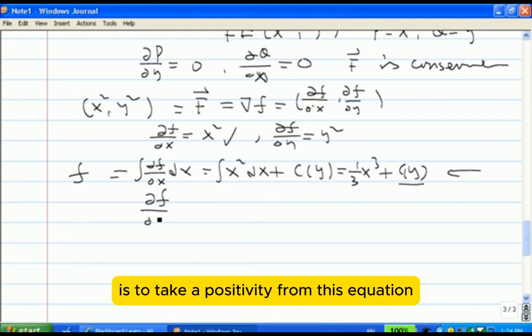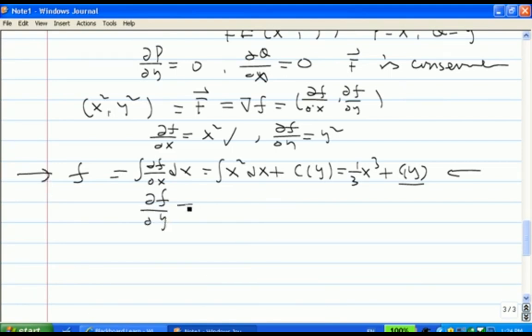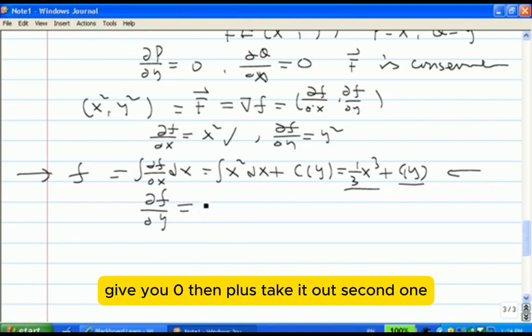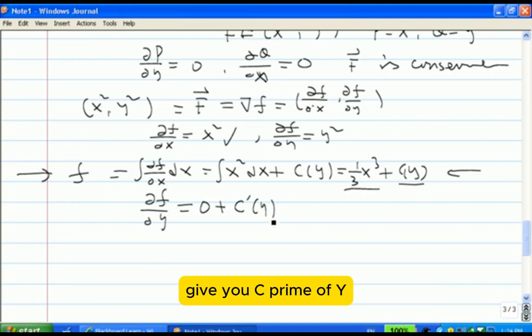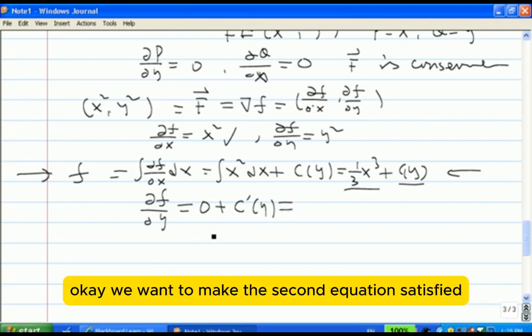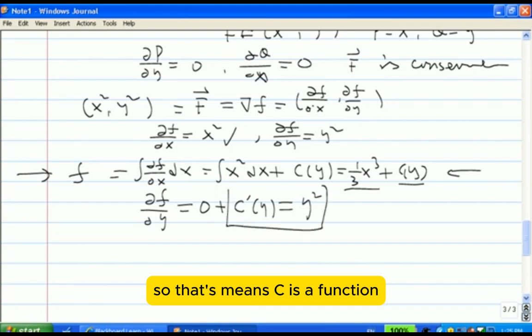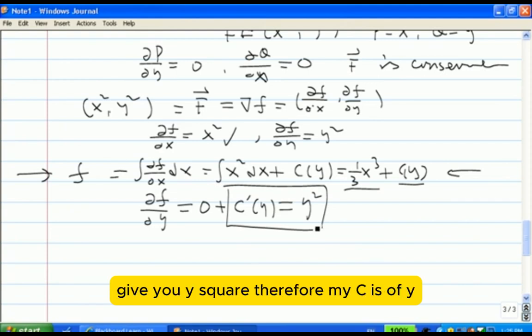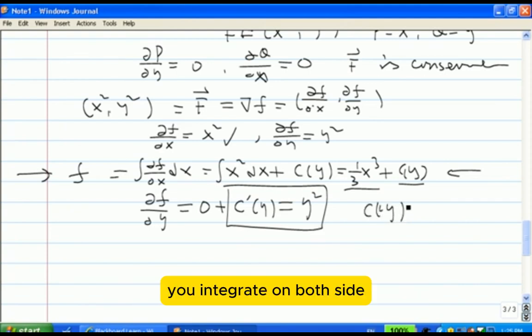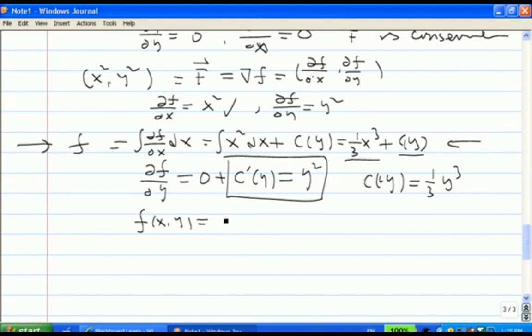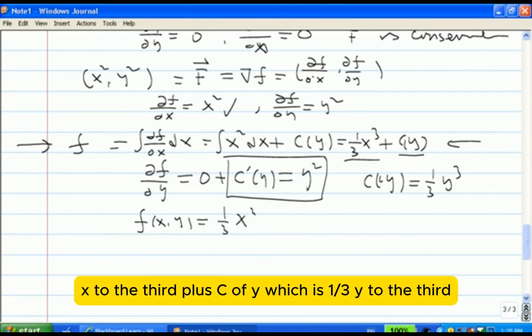Now we want to choose c sub y to make the second equation satisfied. So I take the partial derivative of this equation with respect to y. I have two terms. The derivative of the first one with respect to y, treating x as a constant, gives you 0. Then plus the derivative of the second one, which gives you c prime of y. We want the second equation satisfied, so that would give you y squared. So c is a function such that its derivative gives you y squared. Therefore, my c of y, integrating both sides, gives you 1/3 y to the third. So we find f of x y, which gives you 1/3 x to the third plus c of y, which is 1/3 y to the third.